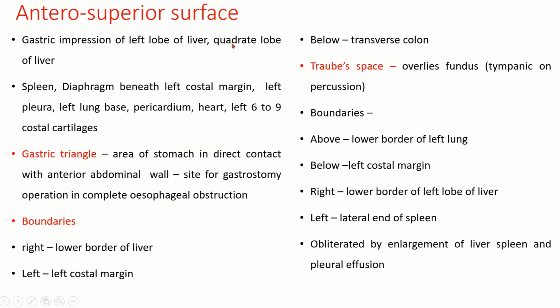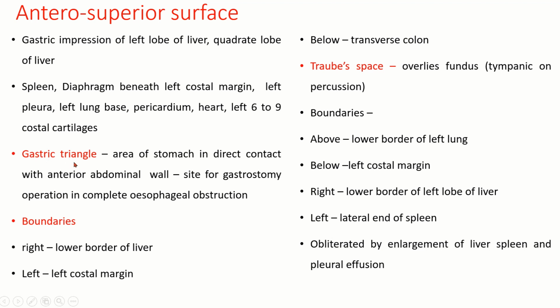Now the anterior superior surface: the gastric impression of the left lobe of liver and quadrate lobe of liver. So these are the most important relations. Then spleen, then diaphragm, which is related beneath the left costal margin. Then left pleura, left lung base, then pericardium, heart, and left 6th to 9th costal cartilages. Then the spleen is separated from the anterior superior surface of the stomach by the recess of the greater sac.